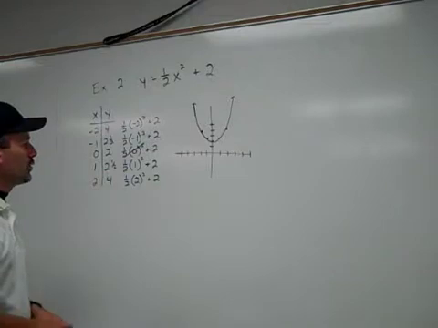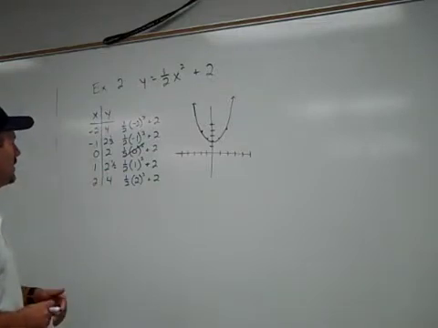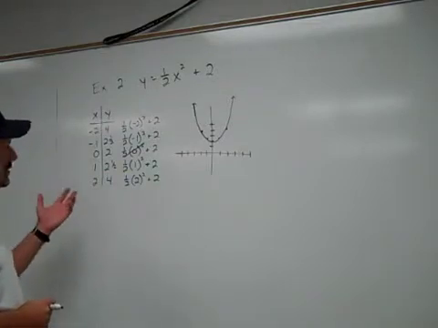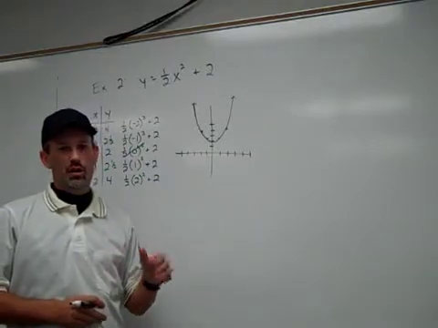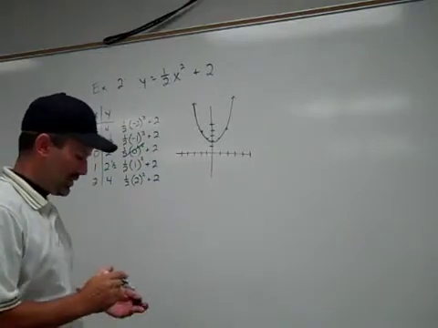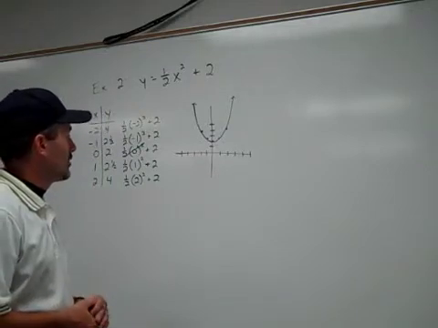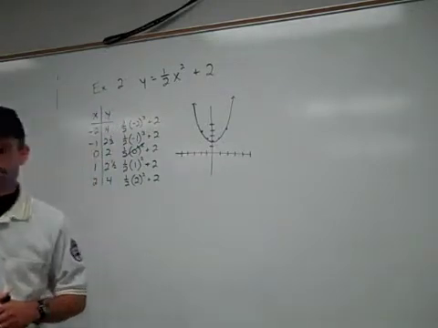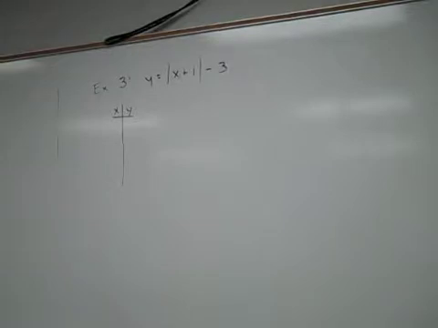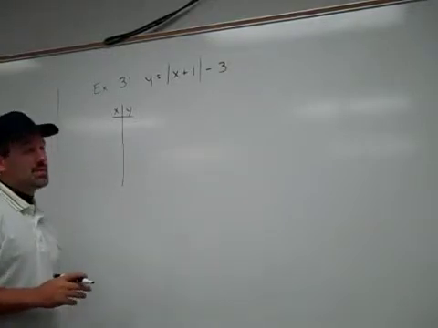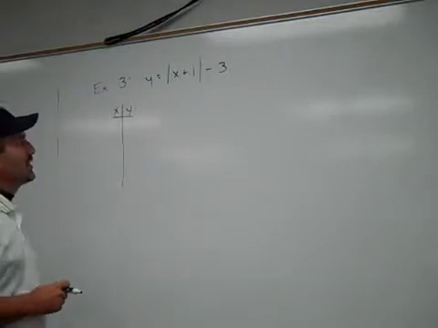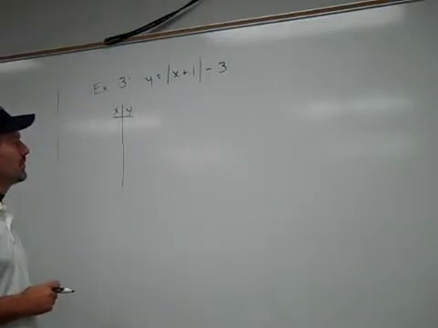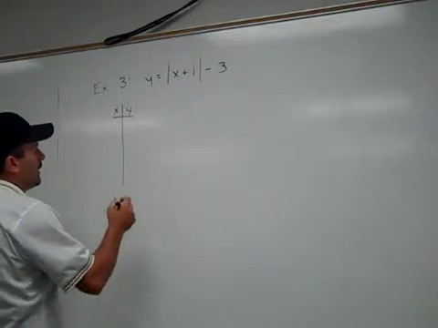So we're going to do one more example making a t-chart with absolute values, but pretty much if you can use a t-chart to graph a function, you can graph pretty much anything just by choosing your x values and then finding out the corresponding y values. In this example, example 3, we're going to do an absolute value problem. y equals the absolute value of x plus 1, minus 3.